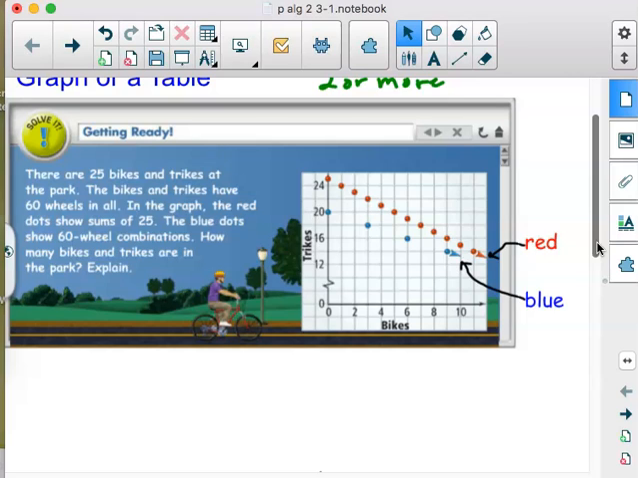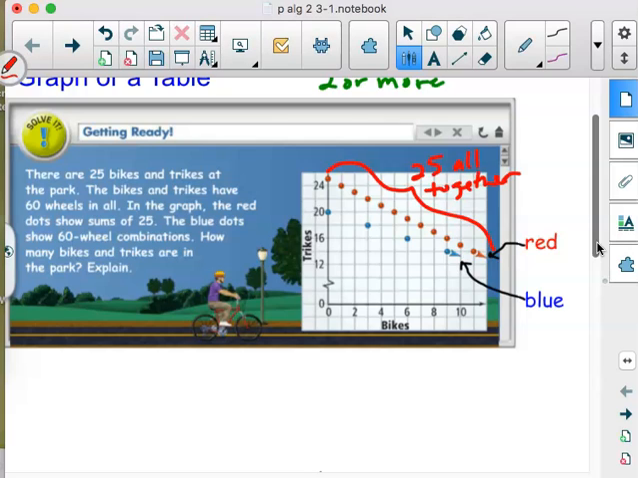In the graph, the red dots show sums of 25. So this is 25 all together, whether or not it's a bicycle or a tricycle. And the blue dots show all of the 60 wheel combinations. So they told us that they have 60 wheels, and they're giving us the combinations that would give us that.